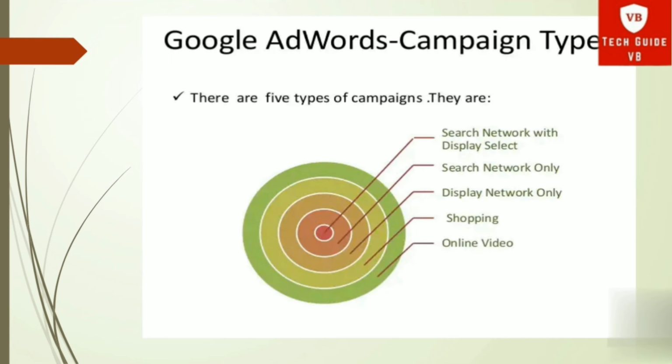Next is a video campaign. Video campaigns let you show video ads on YouTube and other websites. Some video campaign types can help you build awareness of your brand. Others are designed to drive conversions or get people to shop on your website.